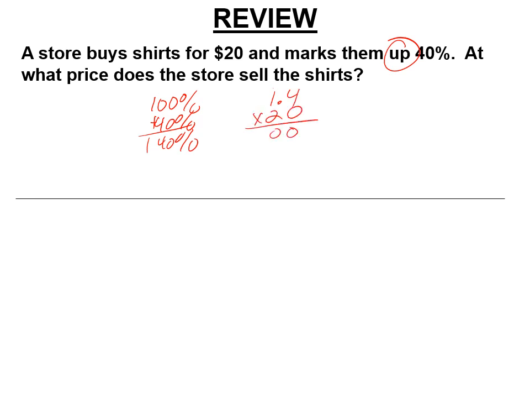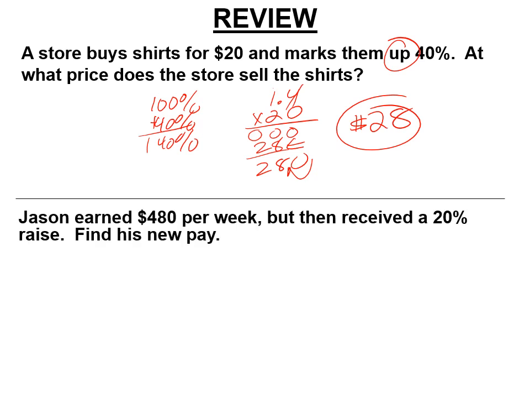You can put either one up top. This way you get a row of zeros. Step over, 2 times 4 is 8, 2 times 1 is 2. Move the decimal once. So once it's marked up, it's now 40% higher at $28.